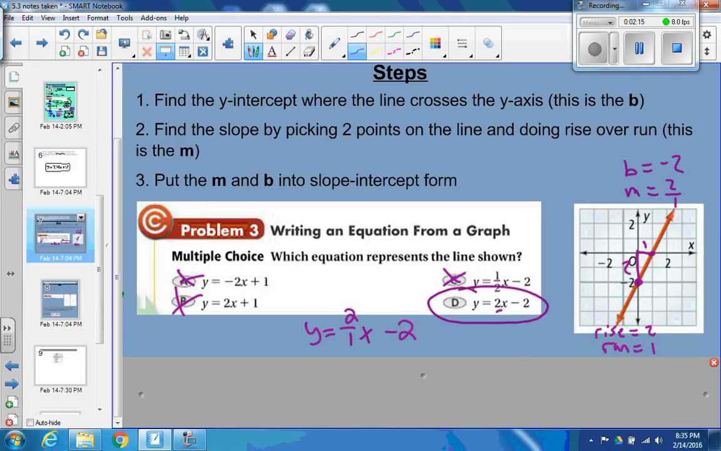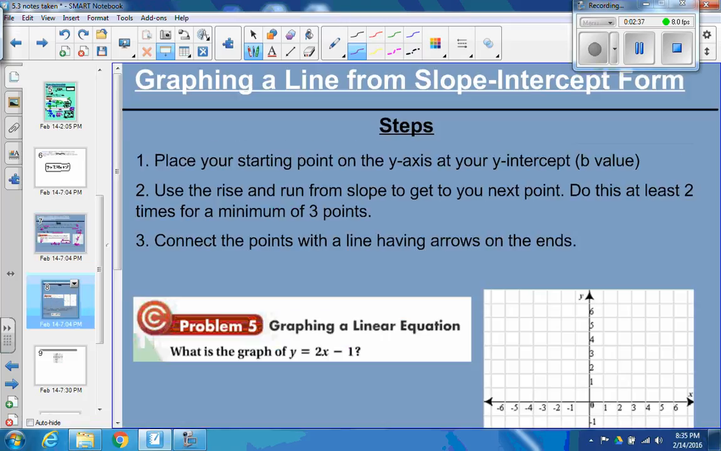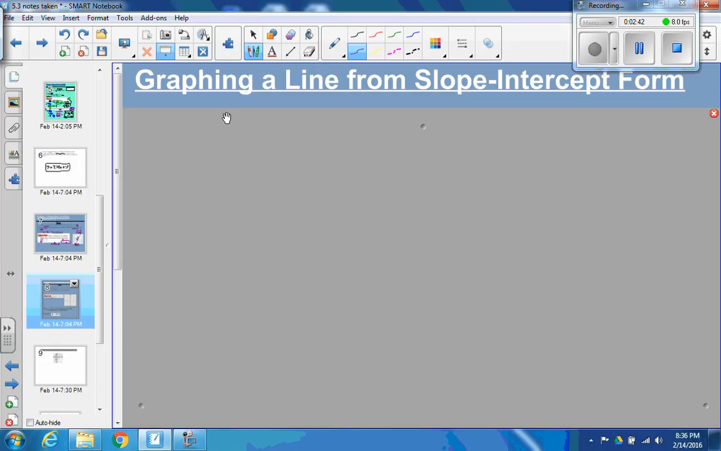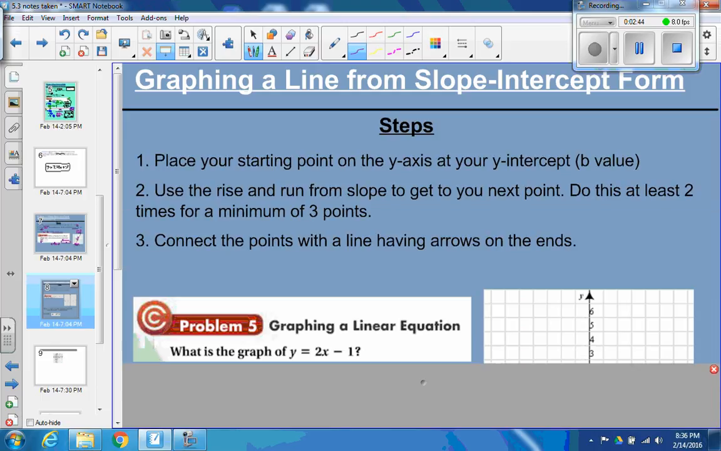So that is how you go about doing it when you are taking a graph and finding the equation. So remember, find the y-intercept, that's your b. Find the slope, which is rise over run, that's your m. And put them into slope-intercept form. Alright, we're going to do a little backwards now. We're going to do graphing a line from slope-intercept form. So you're given slope-intercept form, and we're going to graph it.